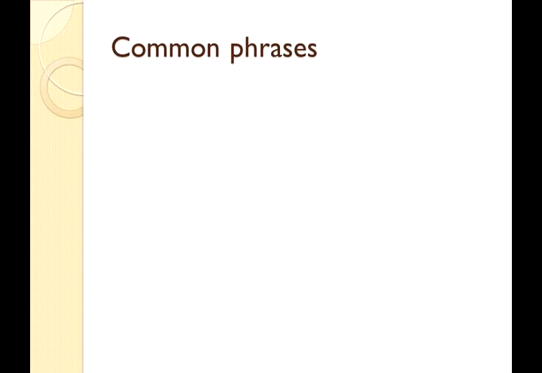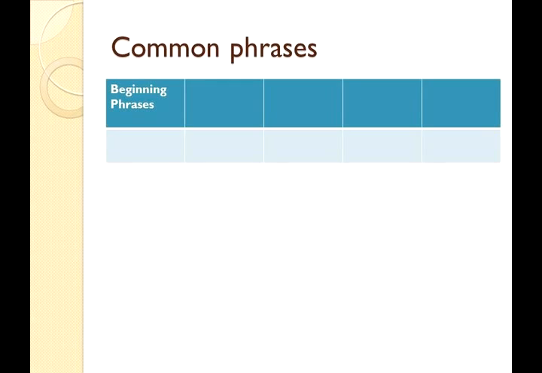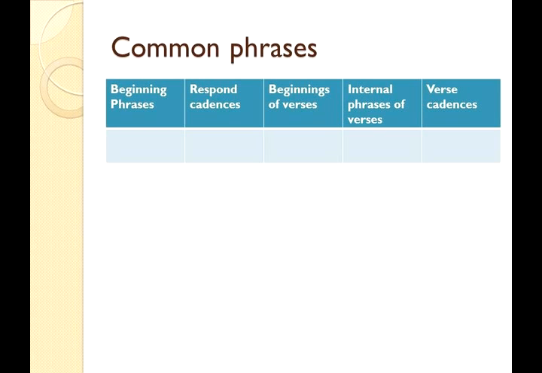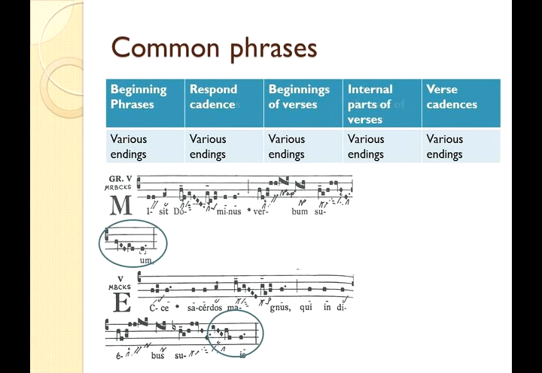The body of common phrases is both large and somewhat complex. There are phrases that are commonly used in the beginnings of the melodies. Others are used typically for the cadences of the refrain or the respond. Some are used typically to begin the verses of the gradual, while others are more commonly used for the internal phrases of the verses, and others yet are more commonly found in the final cadences. Many phrases will have multiple options for the endings of the phrase, such as we saw in the second phrases of the graduals Misit Dominus and Ecce Sacerdos.